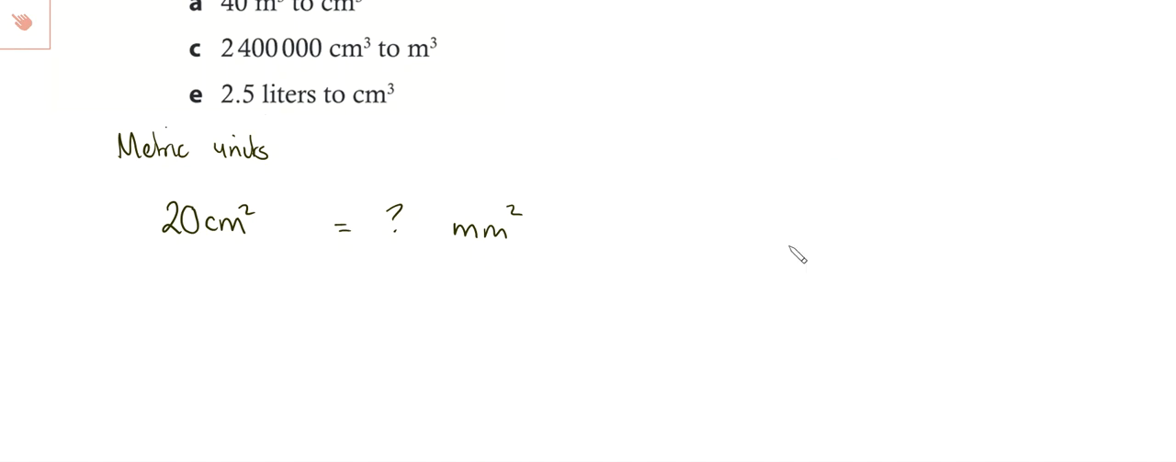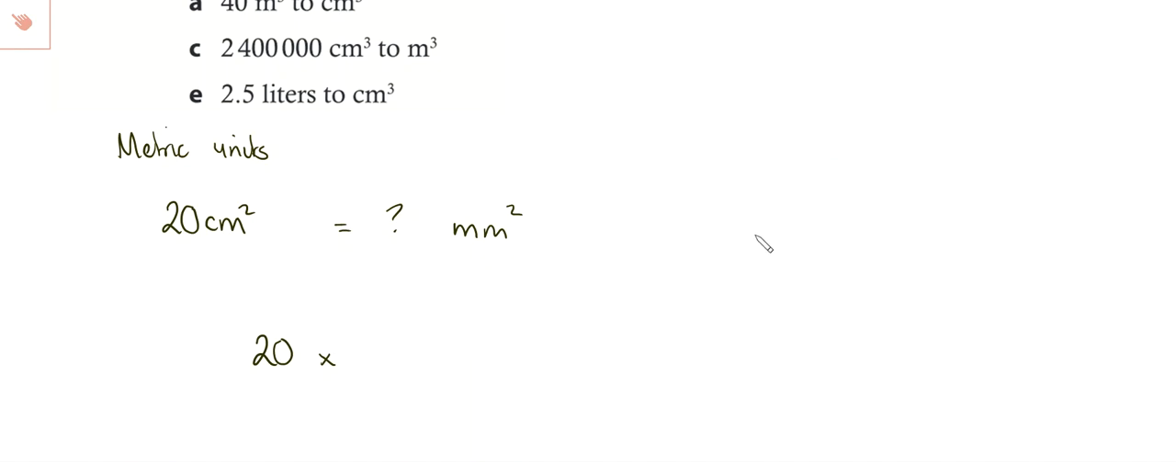Okay, so what is the conversion? And what would be your reasoning? First of all, will the number get larger or smaller? Yeah. There'll be more square millimetres than there are square centimetres. Okay? So we are going to have to do 20 multiplied by something.